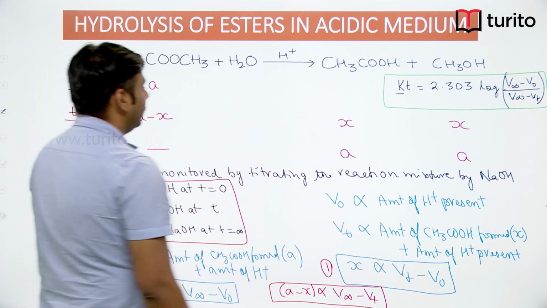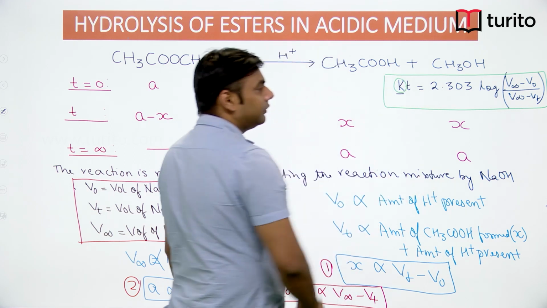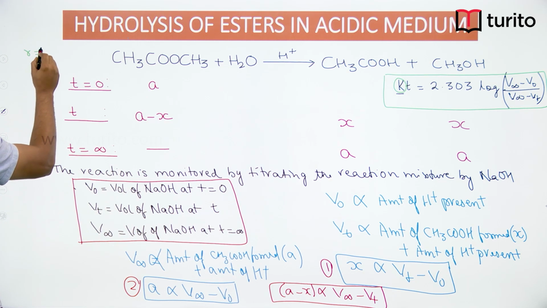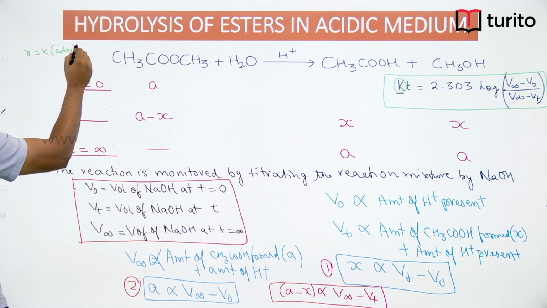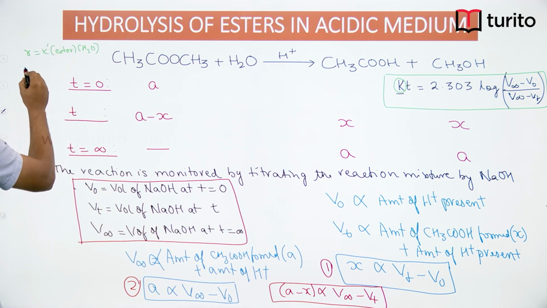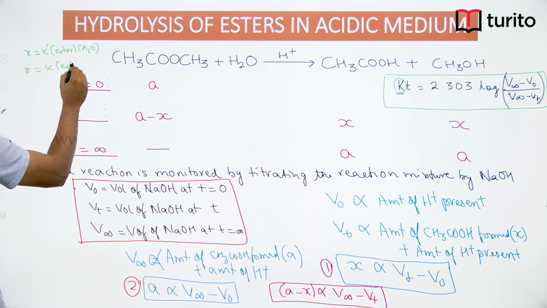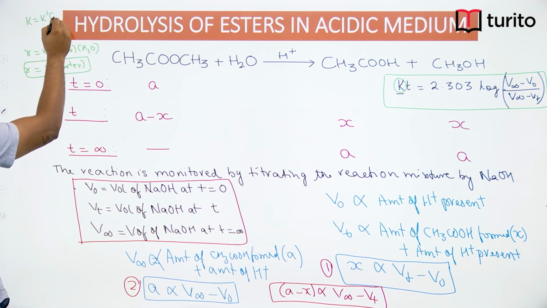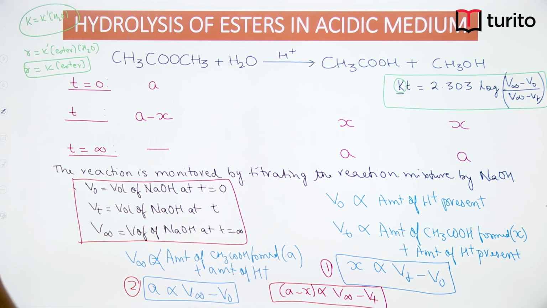Okay, so you have to understand that this K is your pseudo first order rate constant. So basically the rate of this reaction would be K dash into the concentration of ester into the concentration of water. So basically rate is K into the concentration of ester, so K is basically K dash into the concentration of water. For the true rate constant of this reaction, what we have to do, we know that K will be equal to K dash into the concentration of water, which is 55.56 molar. Okay, so just write it down quickly. I hope this is clear to everyone.